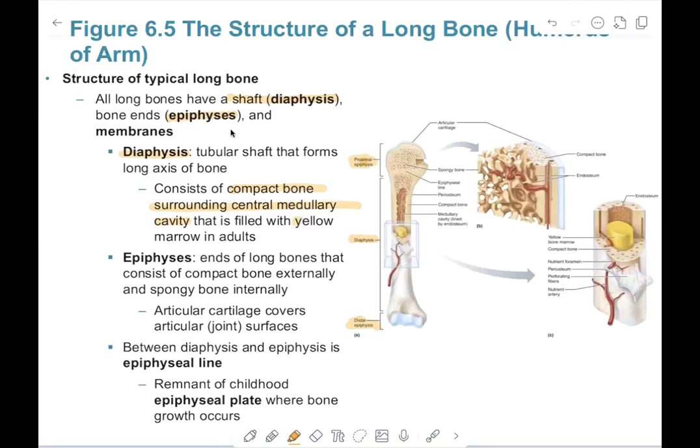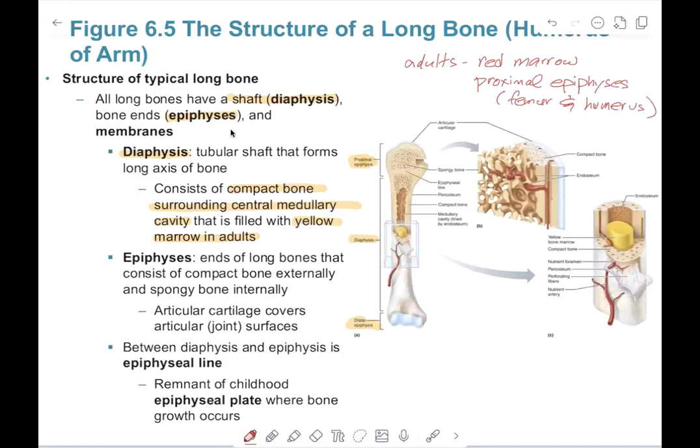And as adults, we only have yellow marrow in it. So, for example, in adults, red marrow is really only found in two locations, mostly. It's also found a little bit in the sternum, but it's found in the proximal epiphyses of the two largest long bones. That would be the thigh bone, the femur, and the arm bone, which is the humerus.